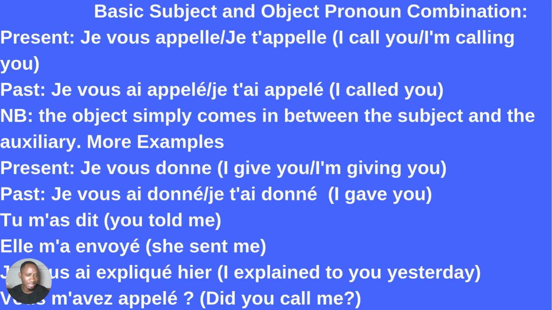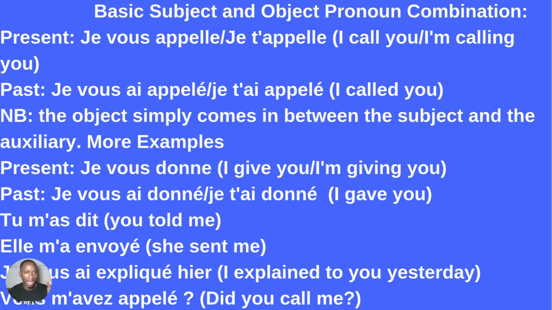Tu m'as dit. Tu m'as dit means you told me. Tu is the subject. Tu me as is tu as, right? Like you have. Tu as. So you put the me in between the tu and a because what? It's supposed to be tu me as, but because of the vowel, tu m'as dit. You told me. Okay?